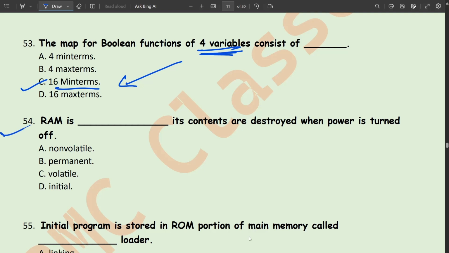Next, RAM is its content are destroyed when power is turned off. In which? So the answer will be non-volatile. RAM is non-volatile. So its contents are destroyed when power is turned off.